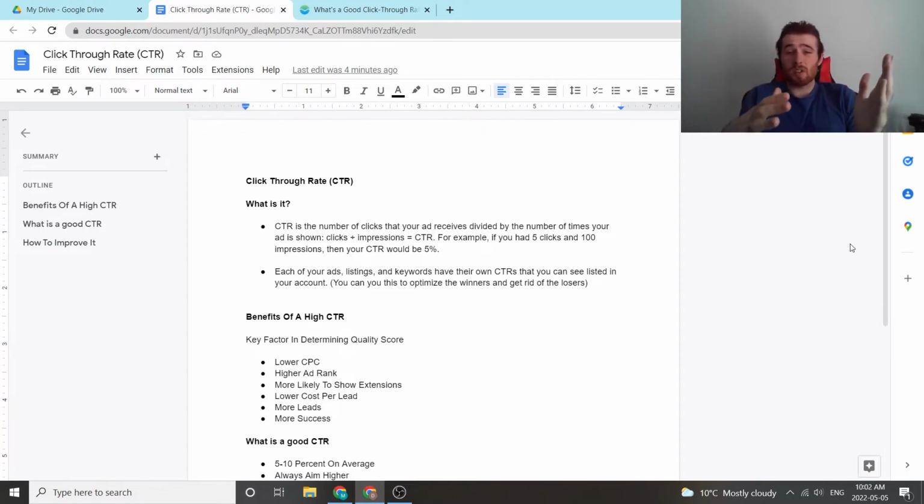Maybe certain keywords are working well. You should go with them, make their own ad groups, expand, and maybe some aren't. You should get rid of those or try and optimize them somehow.